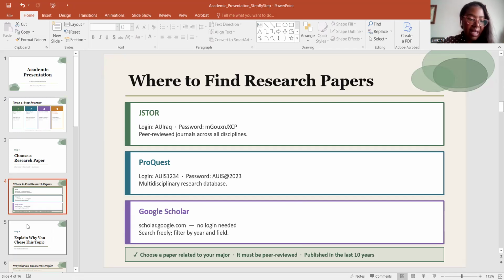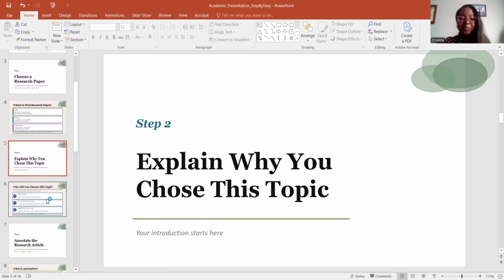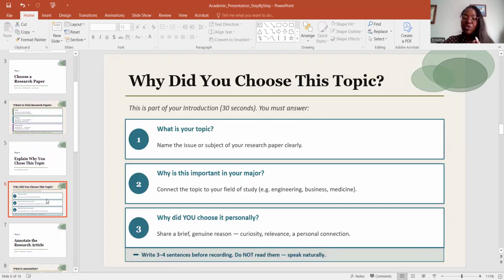Okay. Then step 2, explain why you chose this topic. You are going to deliver a video presentation. Okay. And in this presentation, you're going to make slides. And the slides will follow as you are explaining what this research is about, why you chose this topic, and how it will inform your studies. So your introduction will start here. Explain to us why you chose that particular research paper. So why did you choose this topic?